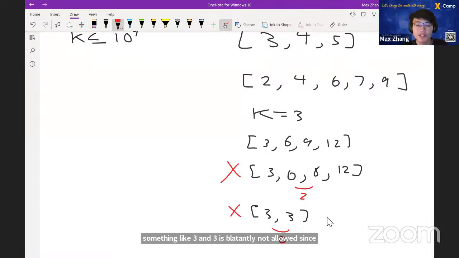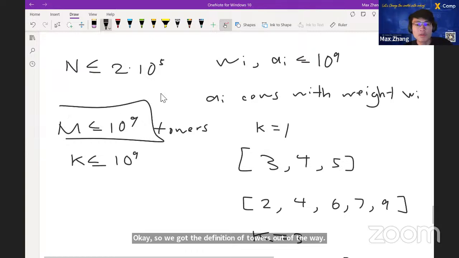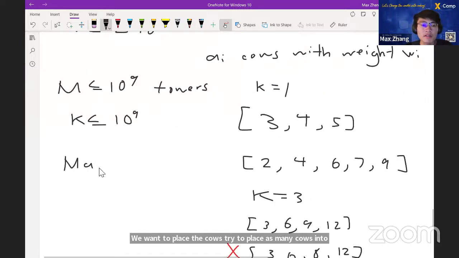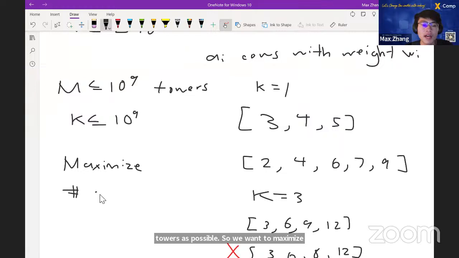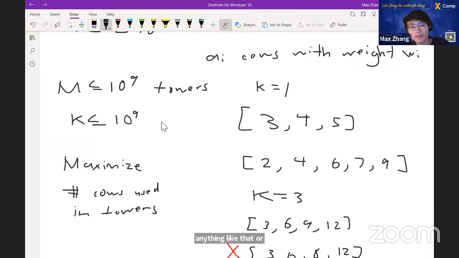Okay, so we got the definition of towers out of the way. Now, using the fact that we have at most m towers, we want to try to place as many cows into towers as possible. So we want to maximize the number of cows used in towers. We don't need to maximize the number of towers we use, or total weight, or anything like that. We just need to maximize the number of cows that are used in towers.